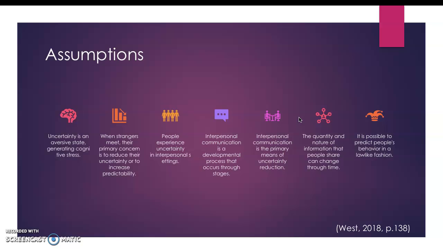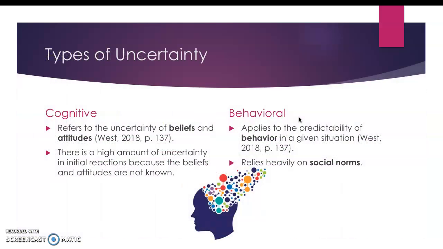So, obviously, in big groups, it's going to be about the same. Interpersonal communication is a developmental process that occurs through stages, so it's not just all at once. Interpersonal communication is the primary means of uncertainty reduction. And then the quantity and nature of information that people share can change through time. So relationships are always going up and down, and the intimacy rating. So obviously, the information people share is going to change throughout time. And the last assumption of the theory is that it is possible to predict people's behavior in a law like fashion. So people are pretty predictable, even though we are complex.